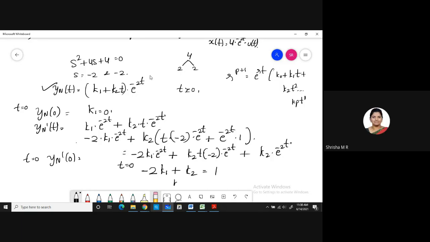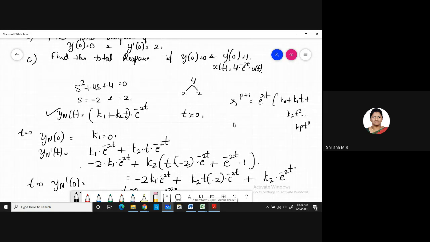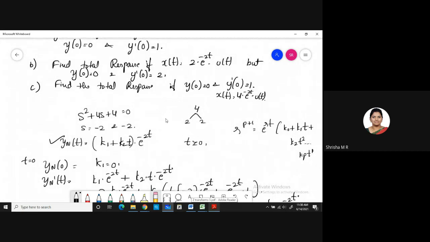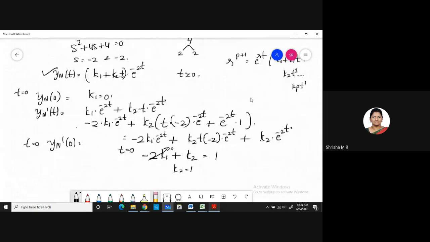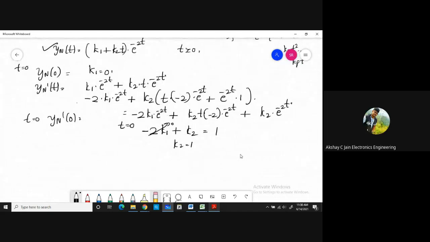So you get K2 is equal to 1. Correct? This becomes 0. K1 is 0. K2 is equal to 1. Got it, everyone? Y dash of 0 is equal to 1 for the first case. I forgot to take this. I'm sorry. Got it? So now we have got K1 0, K2 1.